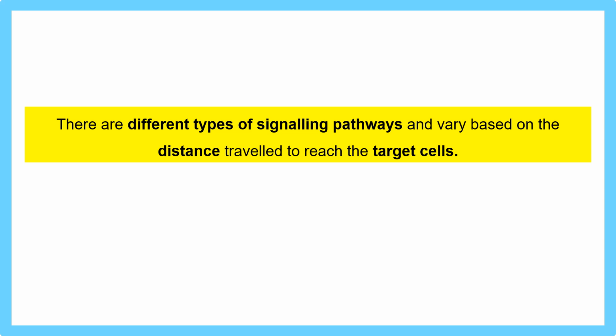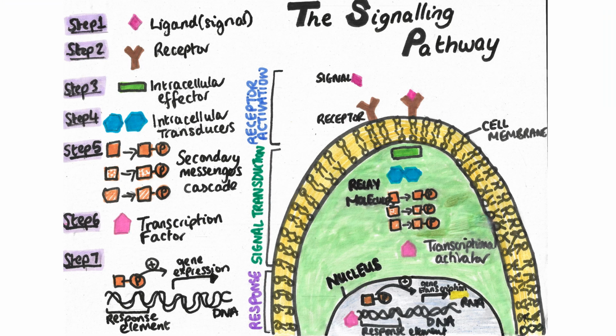And there are a variety of different types of signaling pathways, and this varies based on the target cell and also the distance travelled. So here is one of the doodle posters, and that presents a signaling pathway. Step 1 is the ligand, which is the signaling molecule, and that complementarily binds with its specific receptor. Then you have a series of different proteins and enzymes that transmit the activated signal and pass it through the cell.